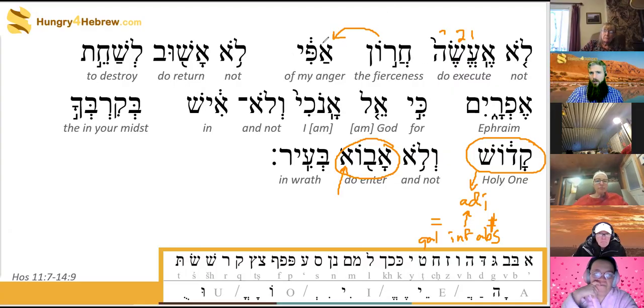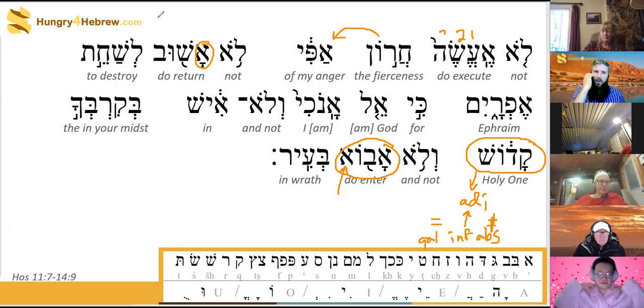Look at that. Yes. So the noun should have been charon, but because it's in construct, this is going to drop to a shva. Oh, it's a guttural. Let's make it a chataf vowel instead. Charon api. So the fierceness of my nose, or my anger. Lo ashuv. This is also a yiktol from the root shuv.